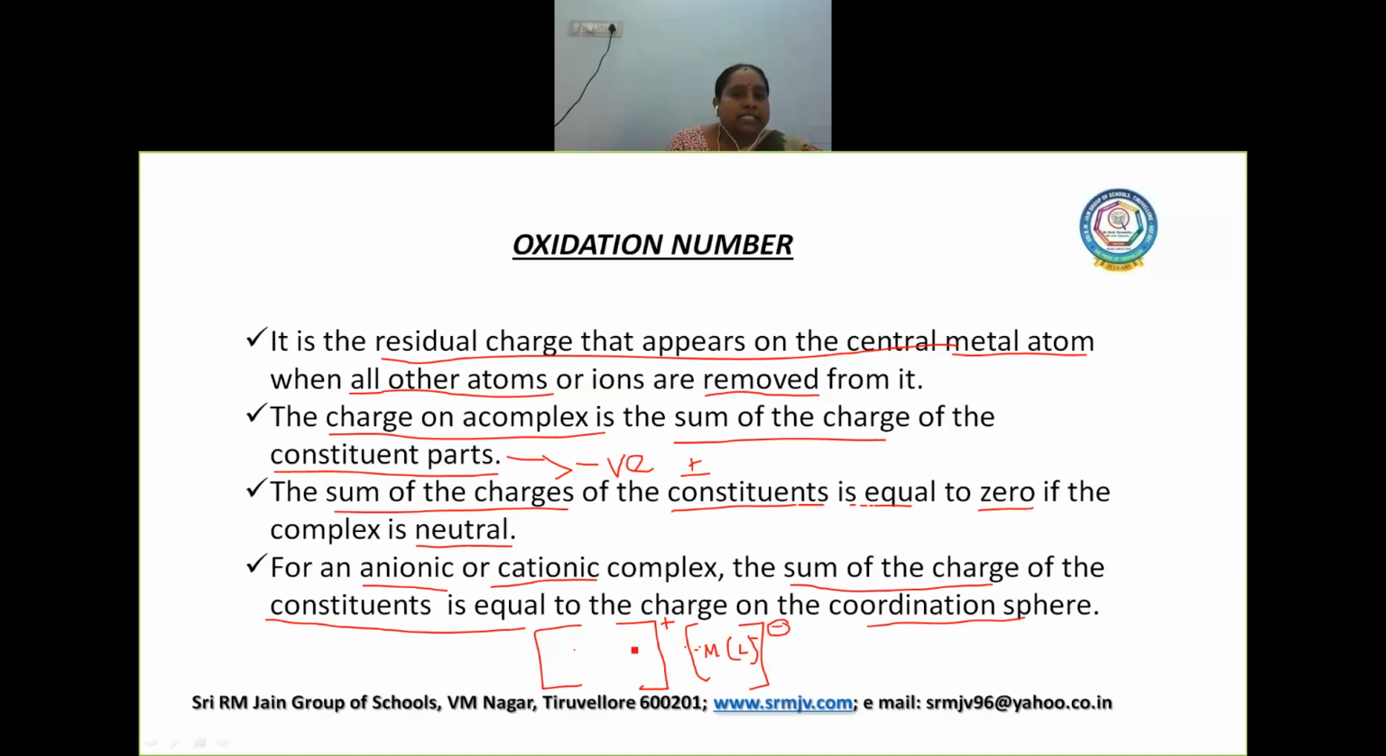And in this other complex, it may have a ligand which is neutral. But we have to consider the negative charge of the second complex, so that the first complex will be the positive one. If this complex attains 3 minus as its charge, then the first will become 3 plus. This is how we can calculate and assign the oxidation state of the complexes.